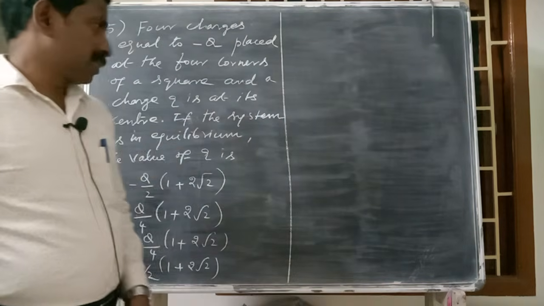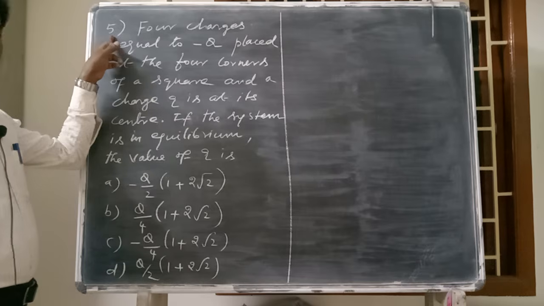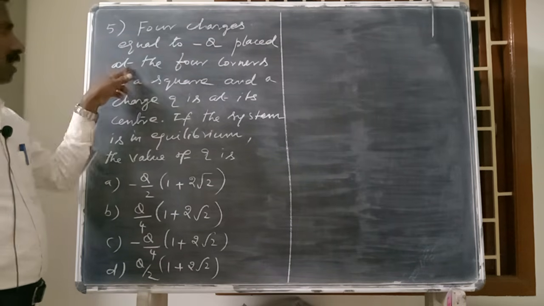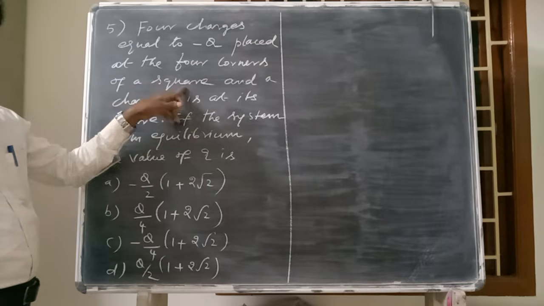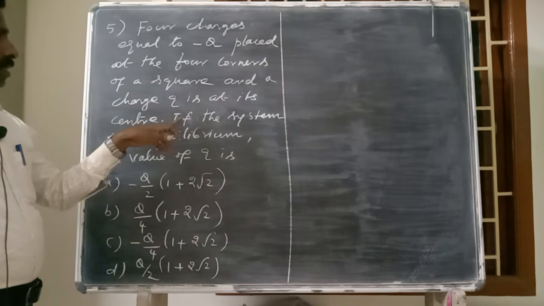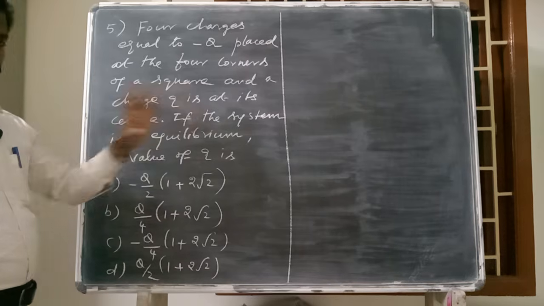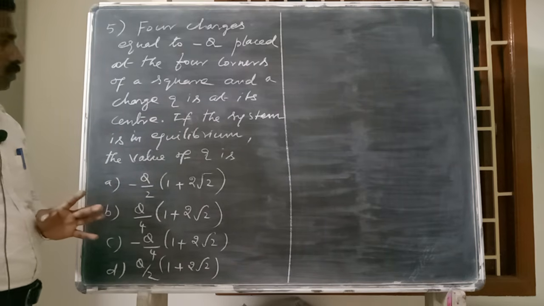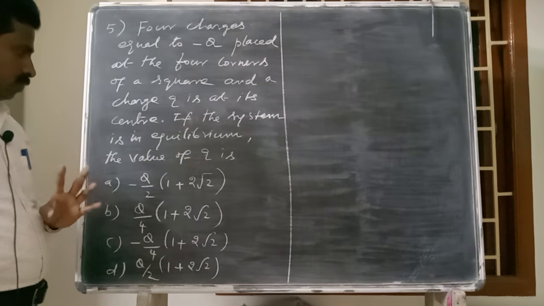Let us see the next question. Question number 5. 4 charges equal to minus q placed at the 4 corners of a square, and a charge small q is at its center. If the system is in equilibrium, the value of small q is. We want to find the small q.